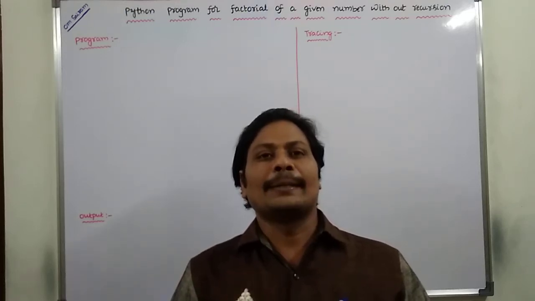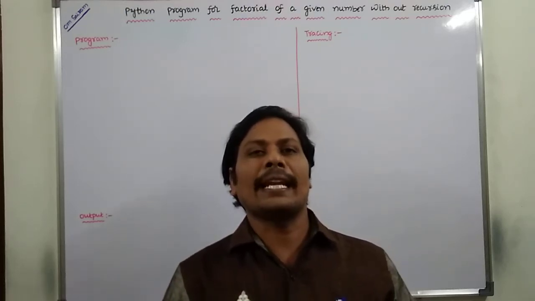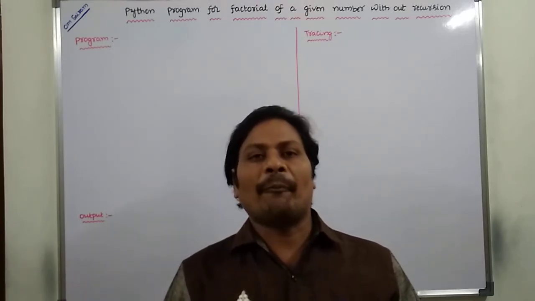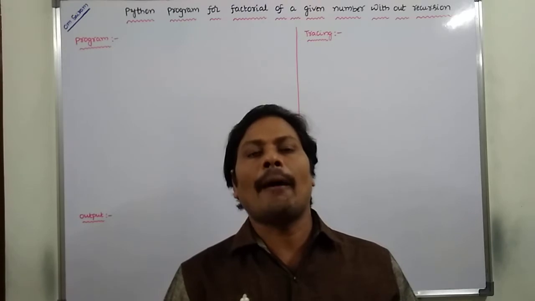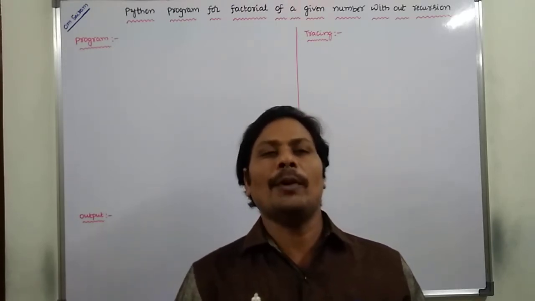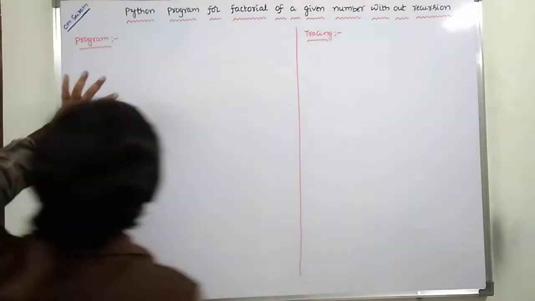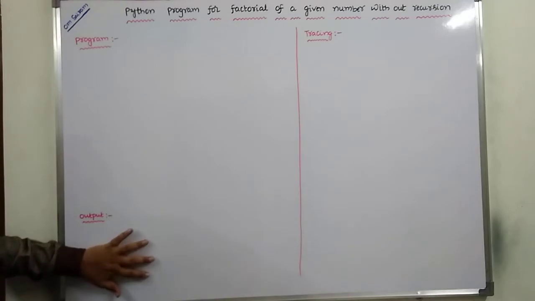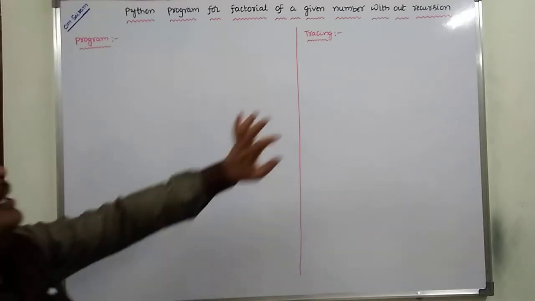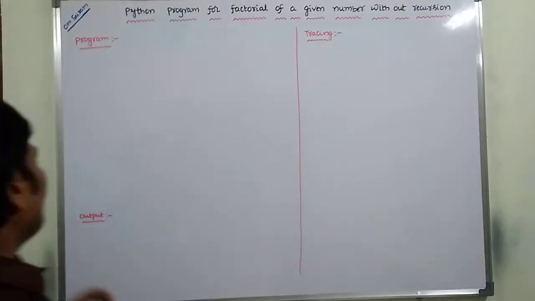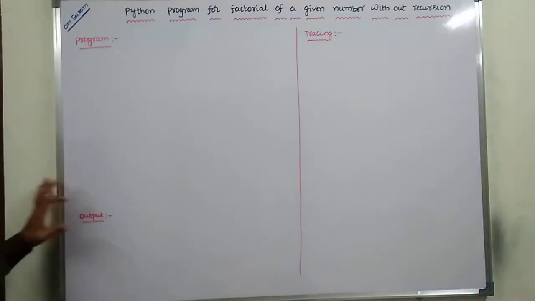Hi friends, today I am giving a lecture on a Python program for finding the factorial of a given number without recursion. Okay, so now we have to write the program here, and this is the output of the program and tracing of the given program. Okay, first we are going to the output.